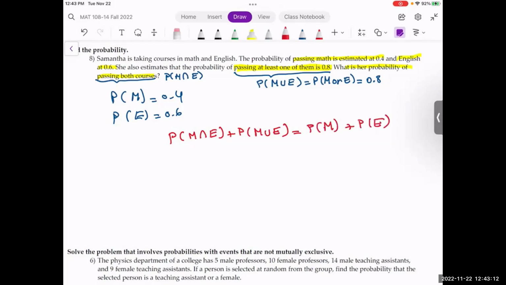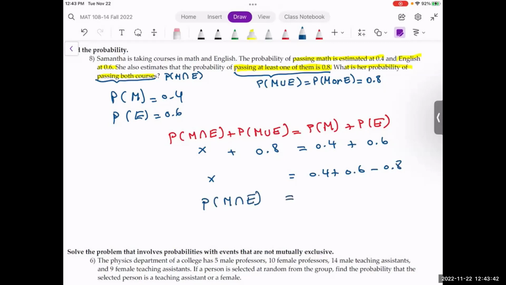Right? And you can go ahead and substitute the values. If you don't see it, just put X on it. So the intersection is X plus the union, which is 0.8, equals the probability of math, 0.4, plus the probability of English, 0.6. We good? So if you solve for X, it's going to be 0.4 plus 0.6 minus 0.8. And that should be the probability of math and English, and that's going to be 0.2.